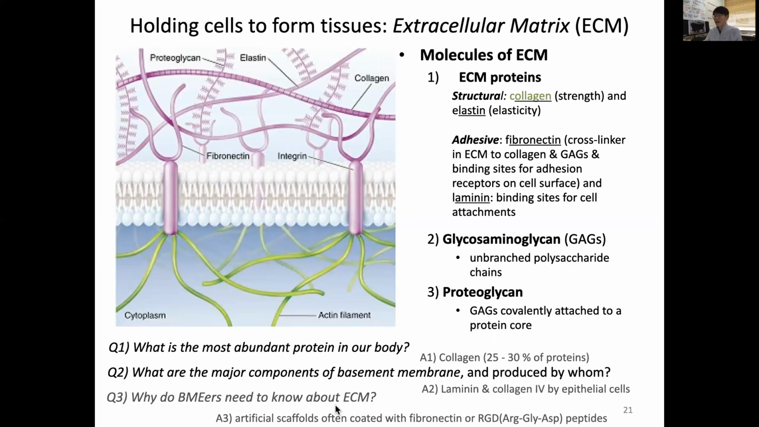And why is the extracellular matrix important for us to engineer? Because in tissue engineering, artificial scaffolds are often coated with fibronectin or RGD peptide. RGD is the single-letter code of the amino acids arginine, glycine, and aspartate, and these RGDs are well recognized by integrins, so it provides a good way of creating a tissue engineering scaffold.